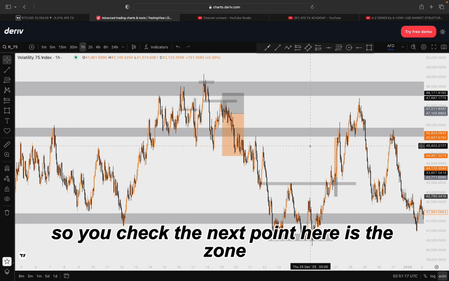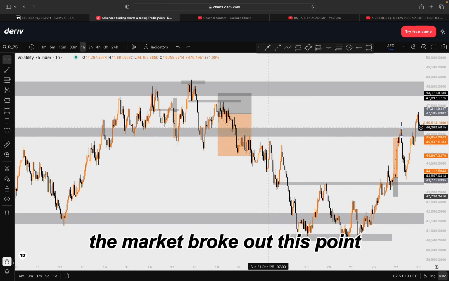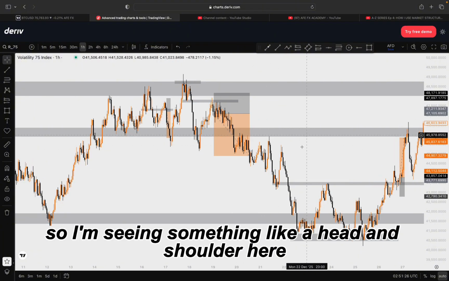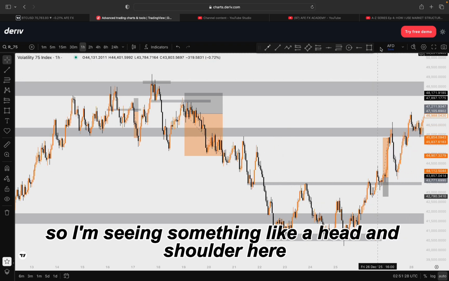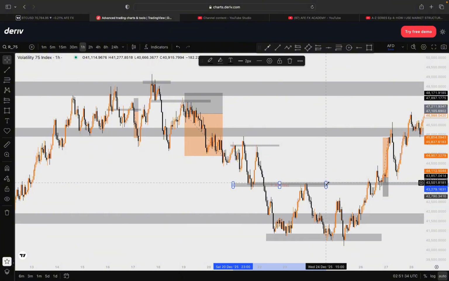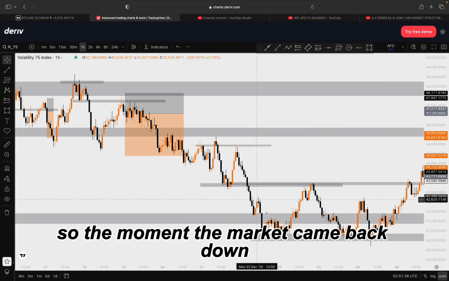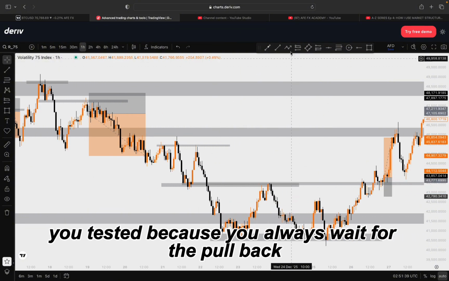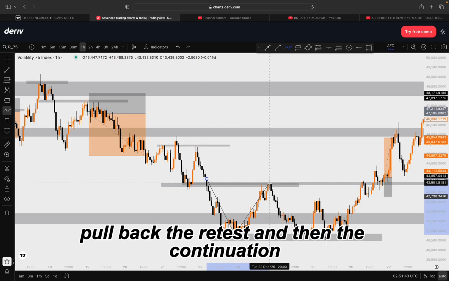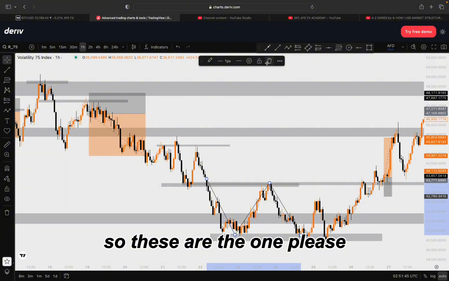So you check the next point. Here's the zone. The market broke out this point. The market broke down here, went up, tested here. So I'm seeing something like a head and shoulders here. Where's the neckline? Here's the neckline, this point. So the moment the market came back down and you tested, because you always wait for the pullback, the bounce back, the pullback, the retest, and then the continuation. So these are the ones.